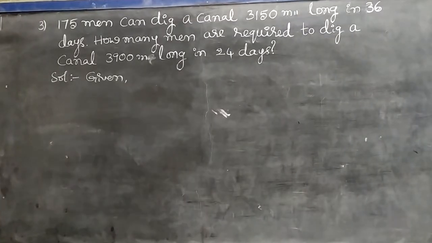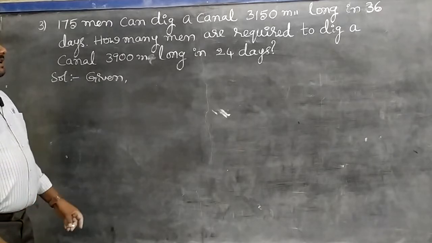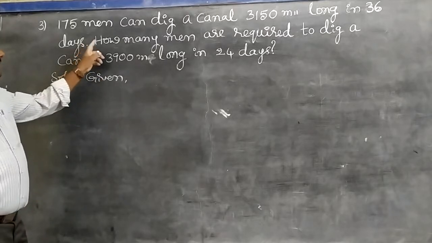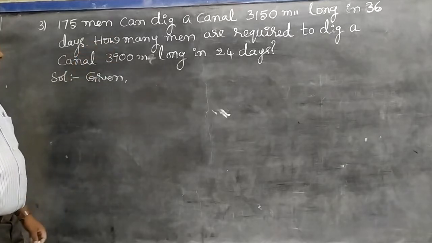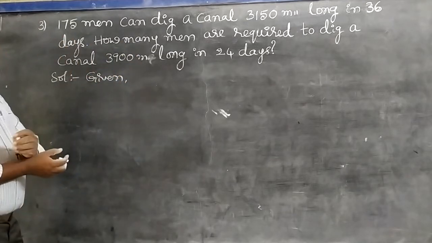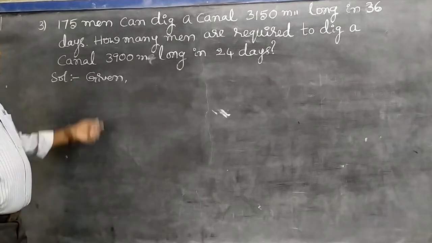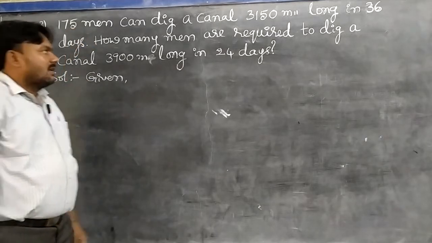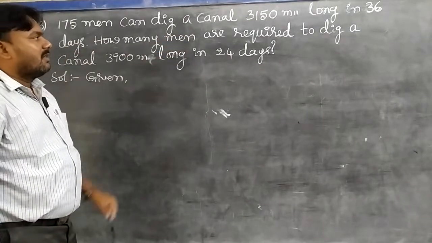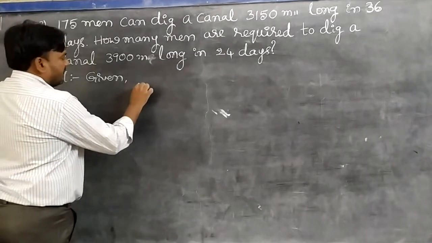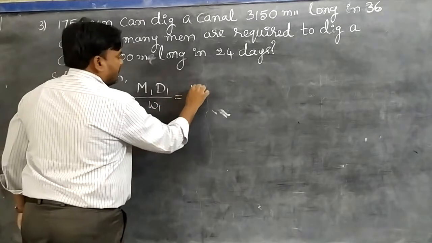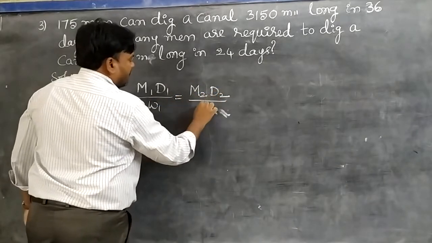Right. Observe the rule, students. 175 men can dig a canal 3,150 meters long in 36 days. How many men are required to dig a canal 3,900 meters long in 24 days? So, how many men? So, we find the men, students. So, three quantities. M1 value 175 and again D1 36 days and again W1 3150 meters. Use the formula. So, M1 D1 by W1 equal to M2 D2 by W2.